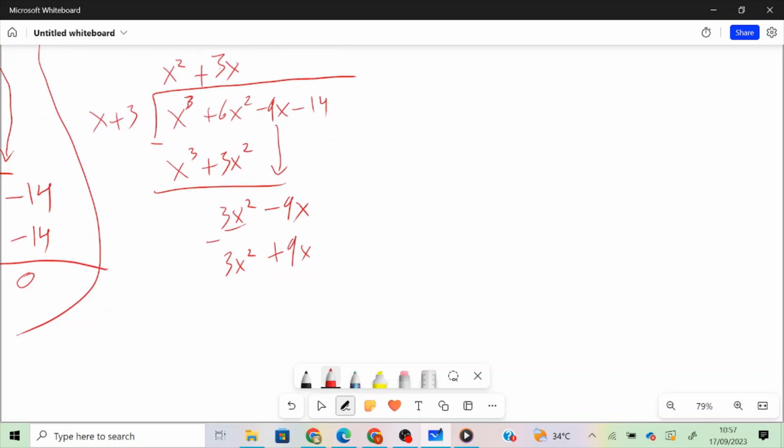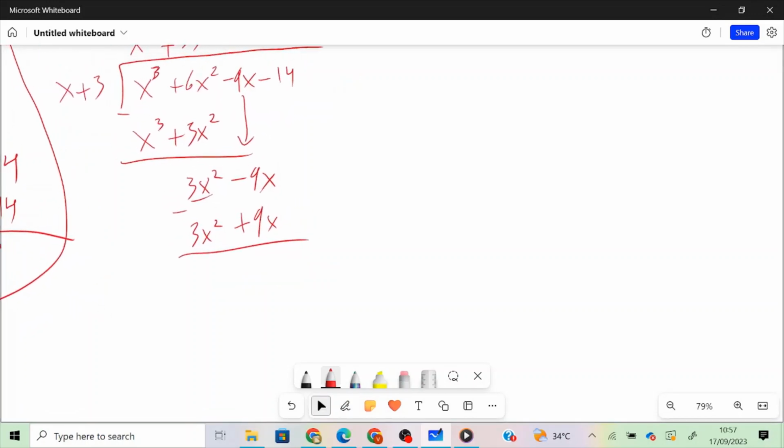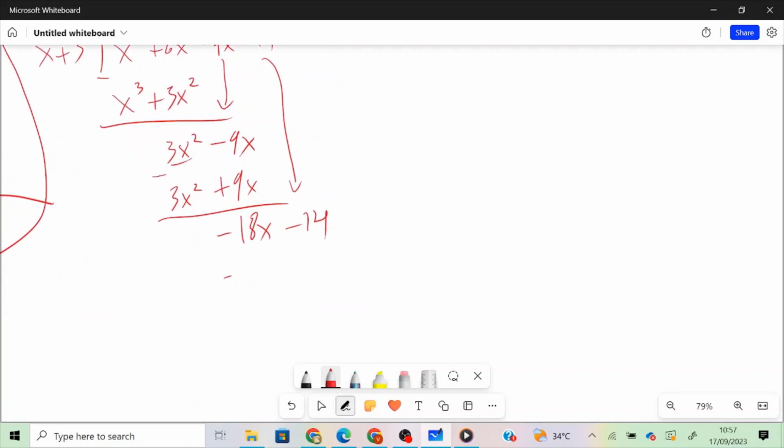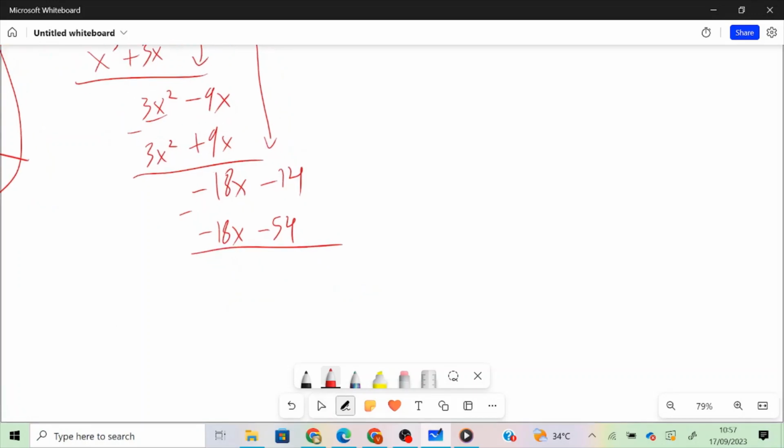And then you go ahead and subtract again. 3x squared minus 3x squared is 0, minus 9x minus plus 9x gives minus 18x. Again, you bring down your final term, minus 14. Minus 18x divided by x gives minus 18, minus 18 times x gives minus 18x, and minus 18 times 3 gives minus 54. So you subtract, this will cancel out again, minus 18x plus 18x is 0, and minus 14 minus minus 54, that's plus 54, is 40.